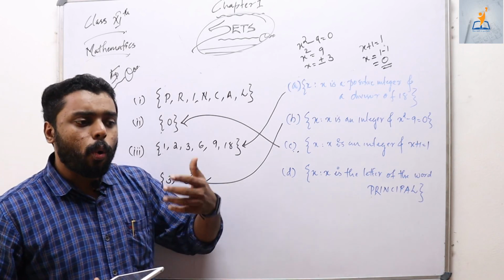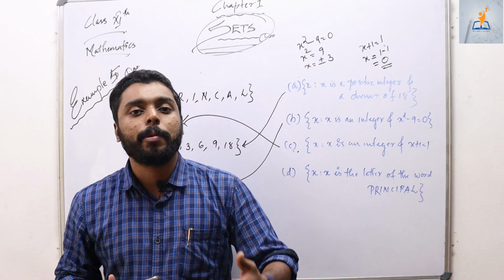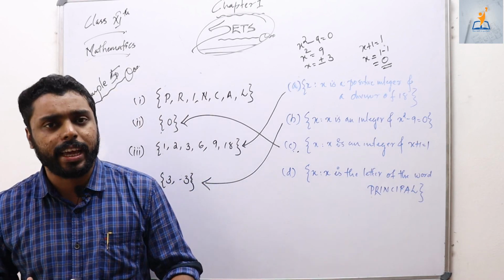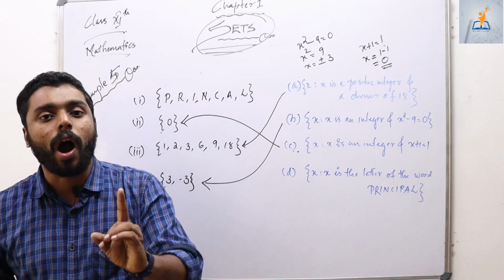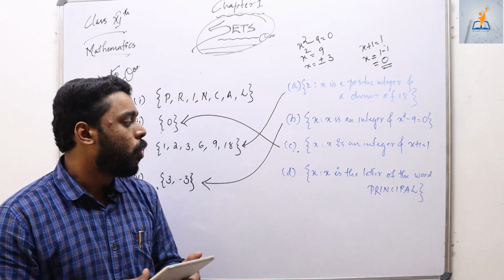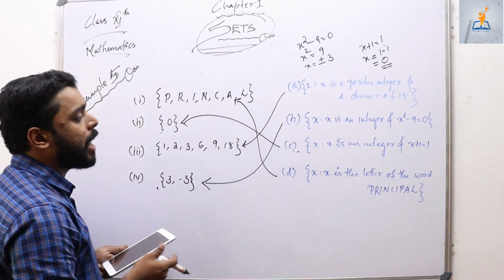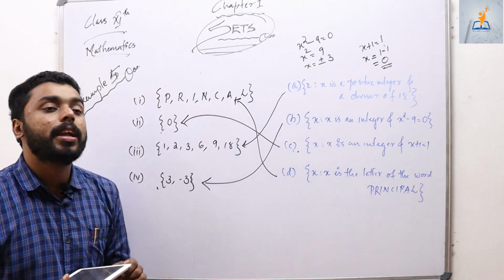That is, if a number or an element occurs more than once, then no need to represent it over and over again. Just represent it once in a set. So we can say that these two are a perfect match, and that's the end of example number 5.